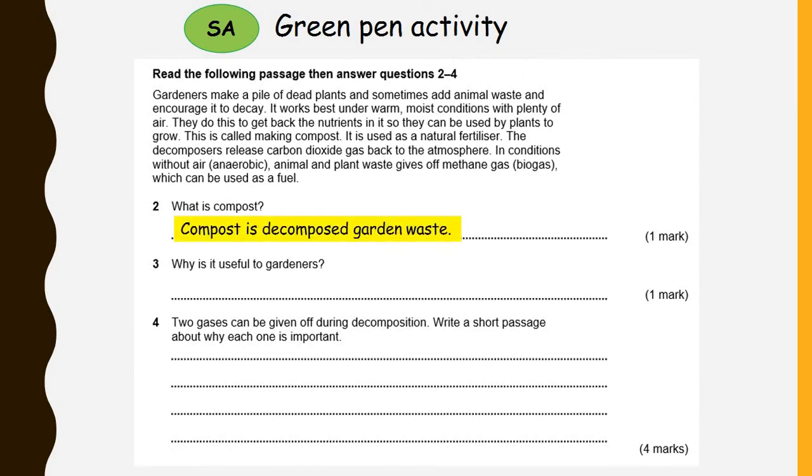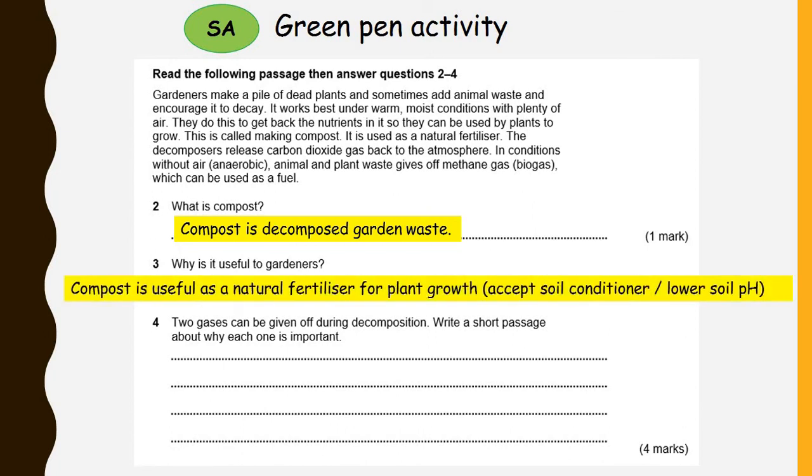So what is compost? Compost is decomposed garden waste. Why is it useful to gardeners? Well, compost is useful as a natural fertiliser for plant growth, except soil conditioner, lower soil pH. So it's really useful as a natural fertiliser because it contains lots of nutrients, because things have been broken down, which then makes it available to plants.